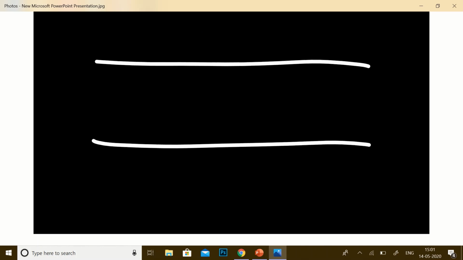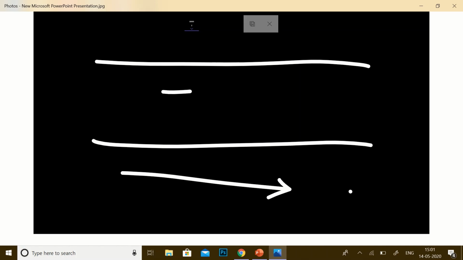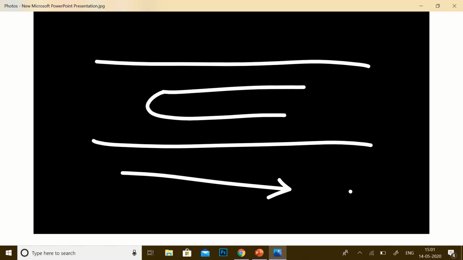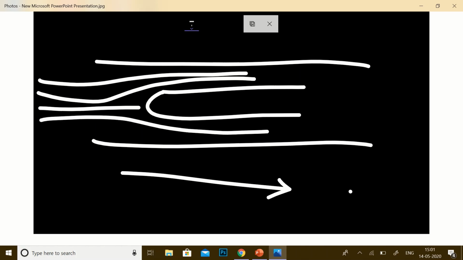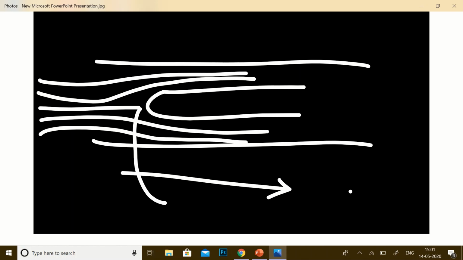Let's see how. Let's say we have a pipe in which the fluid is flowing in this direction and an object is placed in the middle. So when the fluid comes in this direction, the streamlines will be typically this way. This point, let's name it as A, and this particular point, let's name it as B.